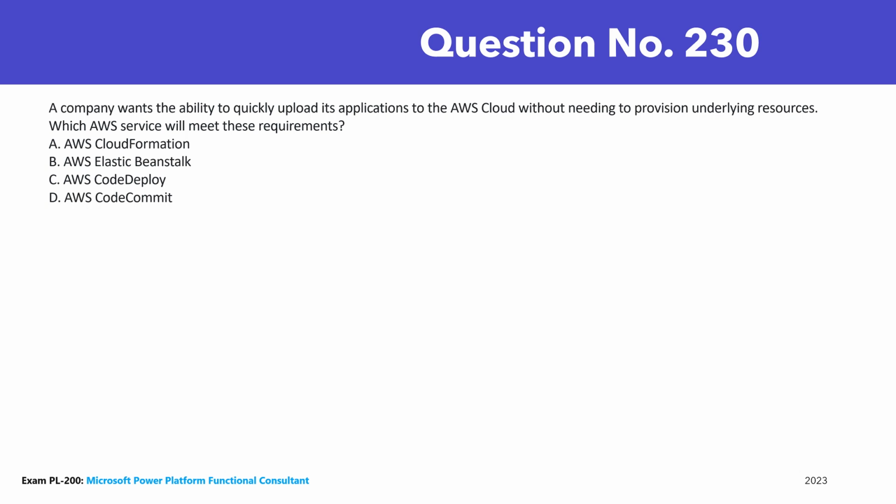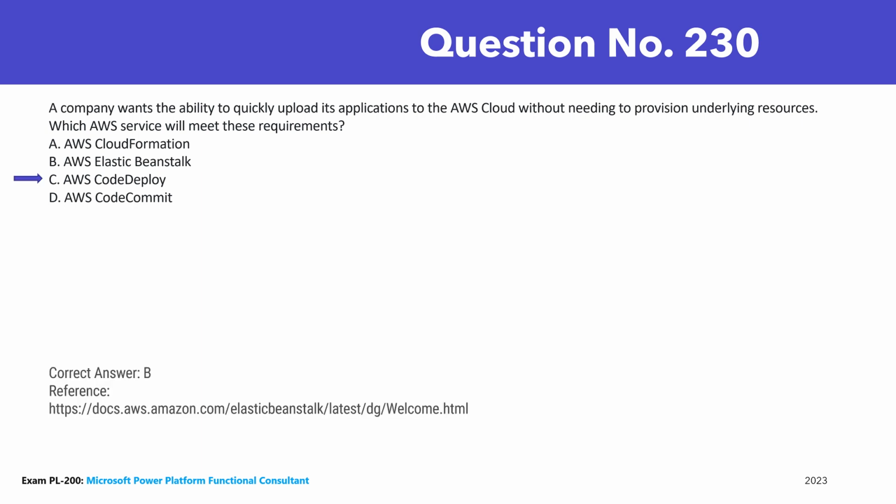A company wants the ability to quickly upload its applications to the AWS Cloud without needing to provision underlying resources. Which AWS service will meet these requirements? A. AWS CloudFormation. B. AWS Elastic Beanstalk. C. AWS CodeDeploy. D. AWS CodeCommit. Correct answer, B.